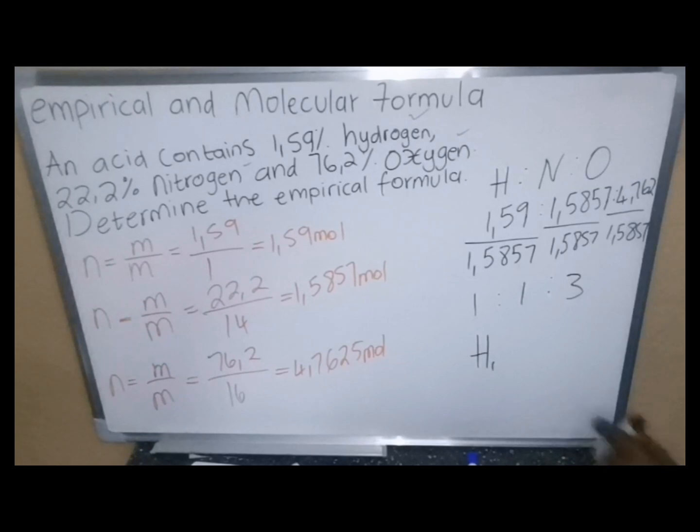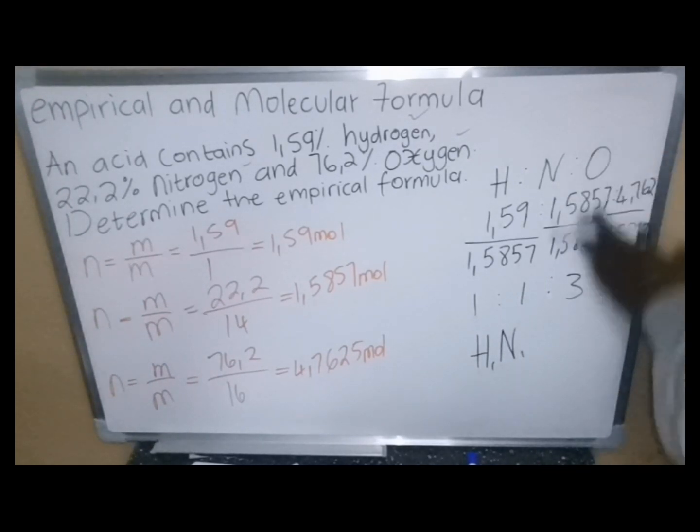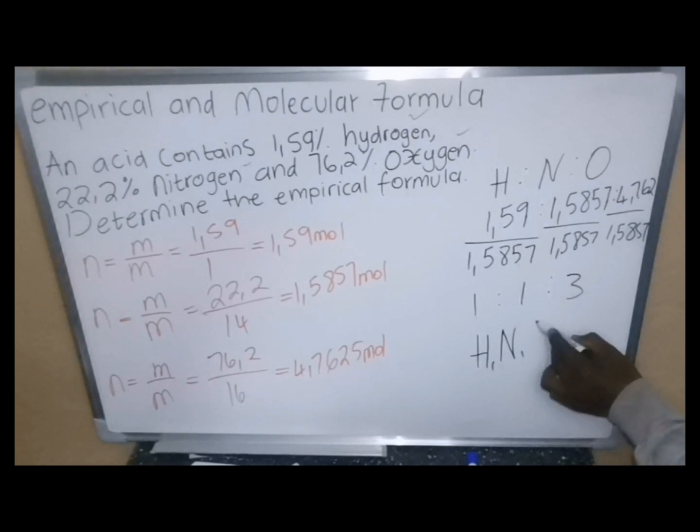How many atoms do you have for nitrogen? We've got 1 atom. You write 1 there. How many atoms do you have for oxygen? We've got 3 atoms of oxygen there. Then that's how you write it.